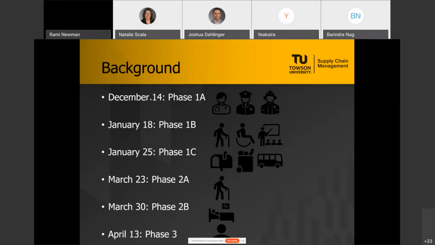And then on March 30, we went to phase 2B, which expanded it to individuals 16 up with underlying medical conditions. And then we're doing a pretty decent job, so we skipped phase 2C, and on April 13th, we went into phase 3 with everyone else 16 up, and that's where we are currently.